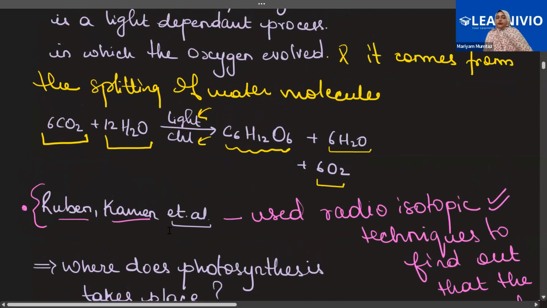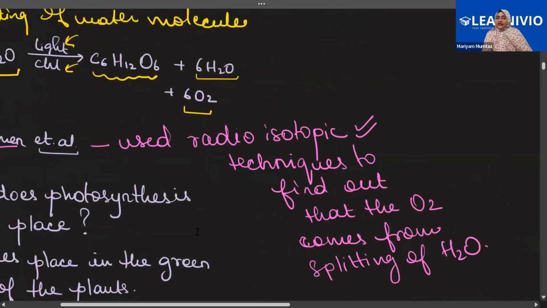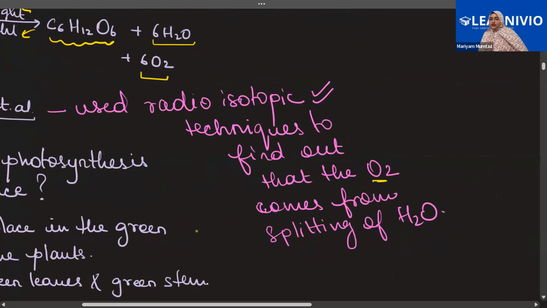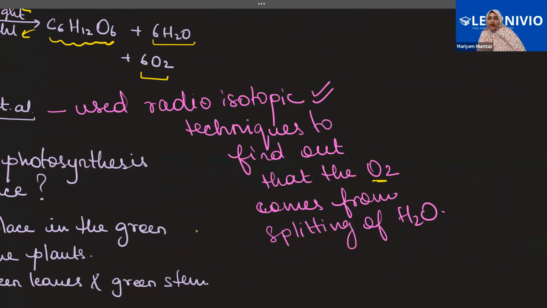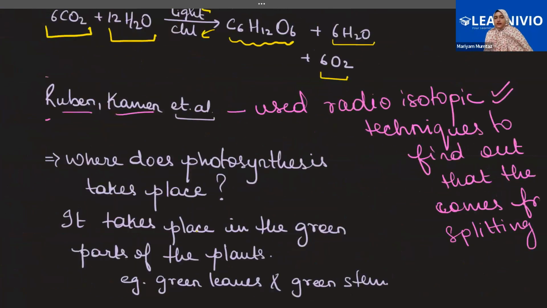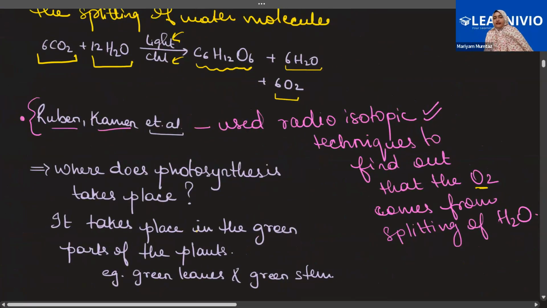Now, Ruben, Kamen, et al., meaning Ruben, Kamen, and all of their colleagues, used radioisotopic techniques to find out that oxygen comes from the splitting of water. They also worked on the same thing, that the oxygen which comes as a byproduct comes from the splitting of water, but they used radioisotopic techniques to find that out. That is why their name is given separately. Clear, students? Any doubts up until now?